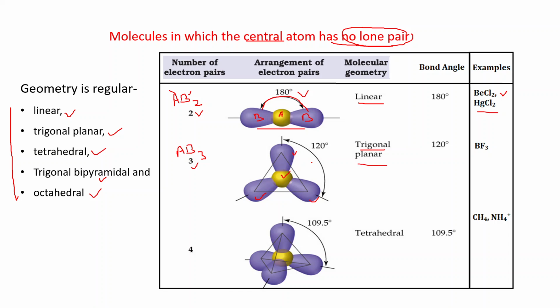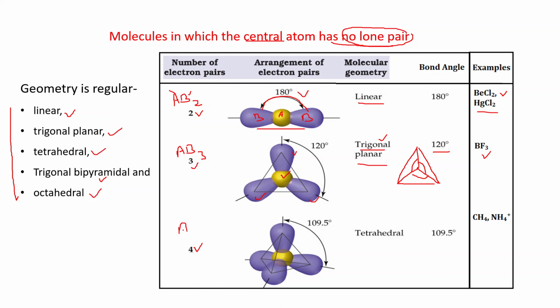If this is the central atom and these are the 3 surrounding atoms, and you join the centers of these surrounding atoms, then we get the shape of a trigonal planar, and the bond angle between them is 120 degrees. This is also 120, this is also 120 degrees. Example is BF3.